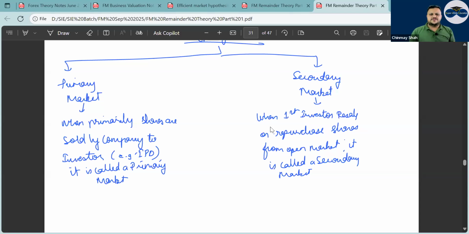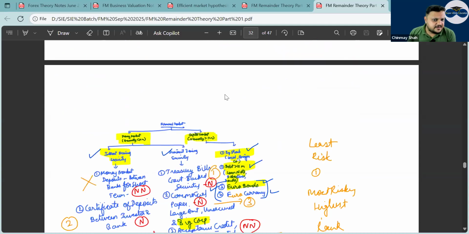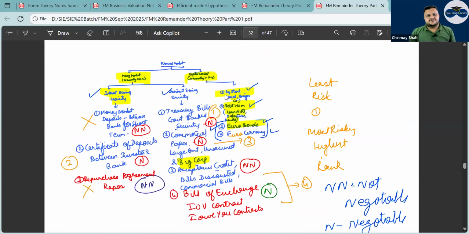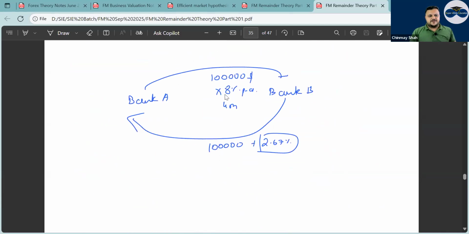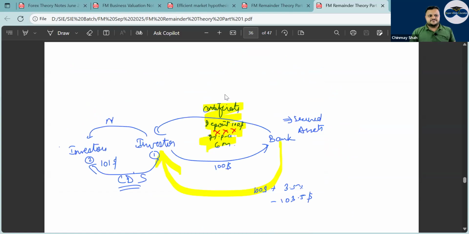FCFF, when cash flow is given in the question, correct or not? Cash flows and all, profit and loss and everything given. They will specify that either do it by FCFF or get the highest value of the company, right? Then you have to use the FCFF formula. Secondary market is done. Then the financial market, I think it is better done in the notes. I have written that.